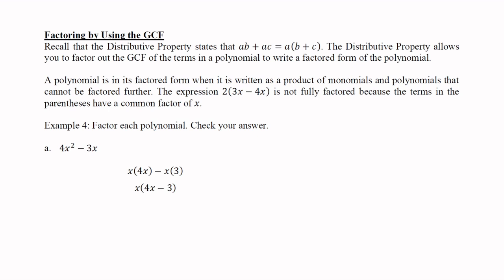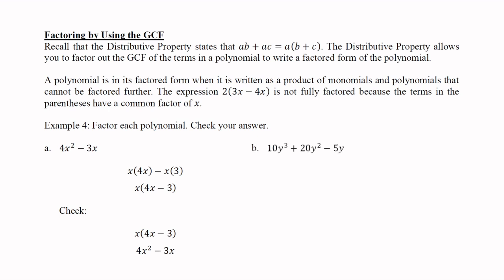And we will finish by pulling that x out, kind of doing the opposite of the distributive property. Now we can easily check our work by using the distributive property on our answer and multiplying that x back out across the terms to see if we get back to our original problem. So x times 4x is 4x squared, x times negative 3 is negative 3x. So we get back to our original problem, so we have factored it correctly.